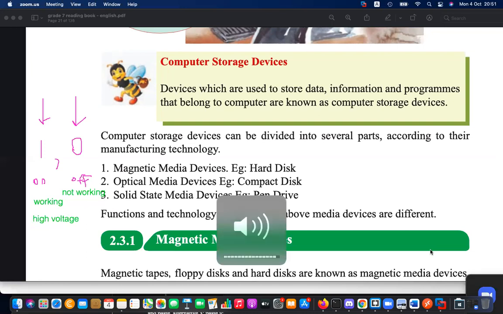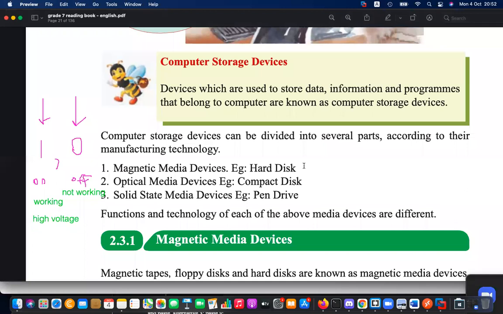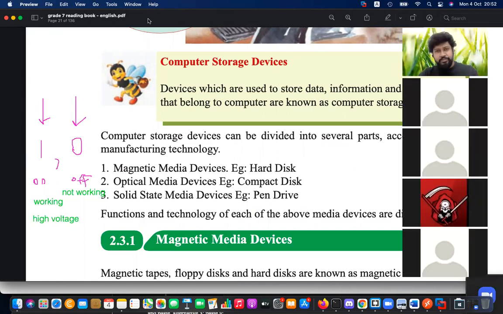What are the two states of a magnet? North and south. Okay, in a magnet, you have north and south, N and S. In a magnet, you can store something using N and S, north and south.